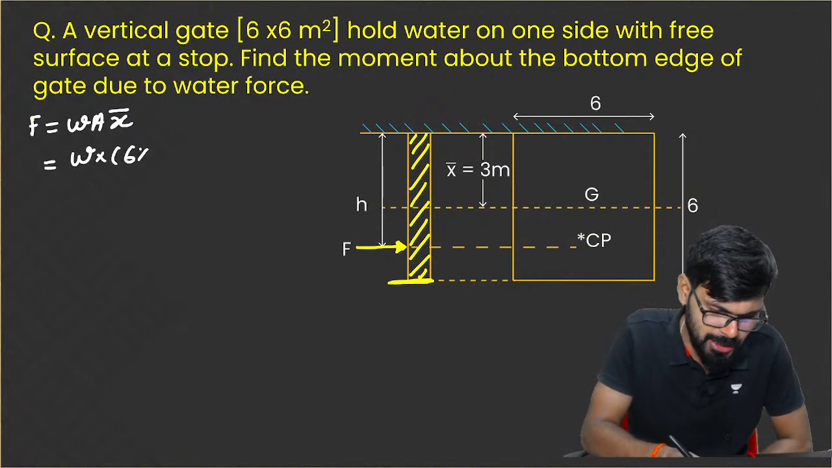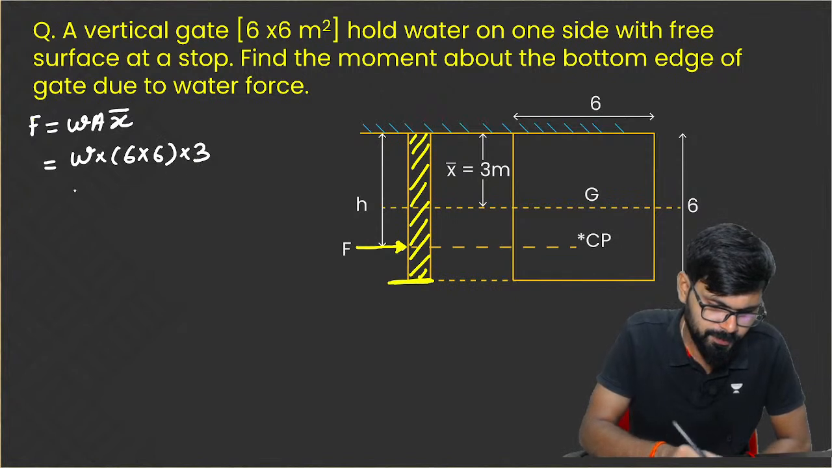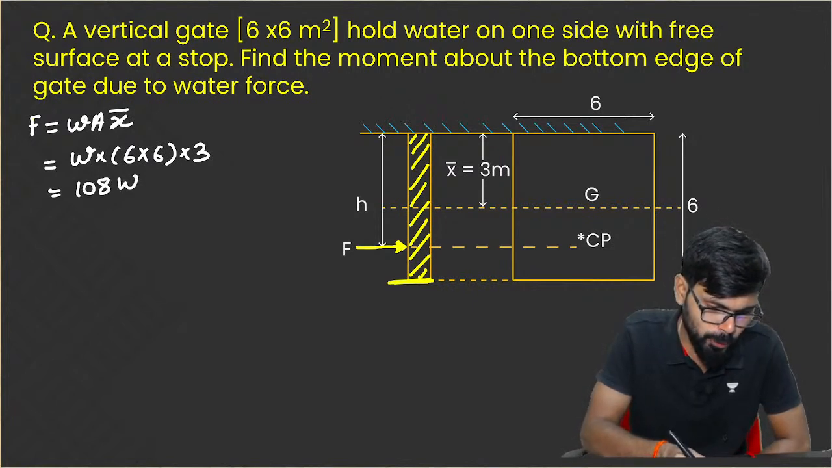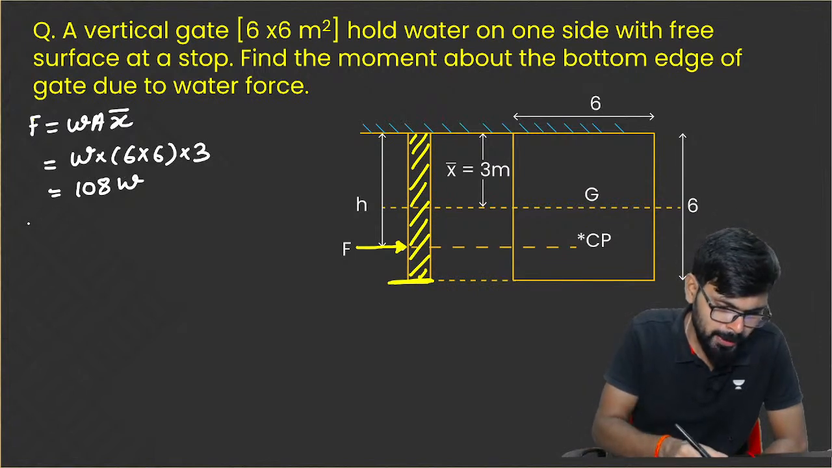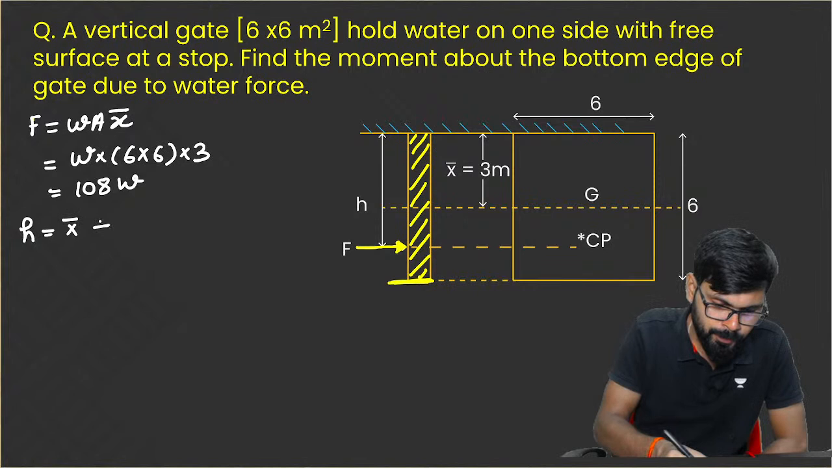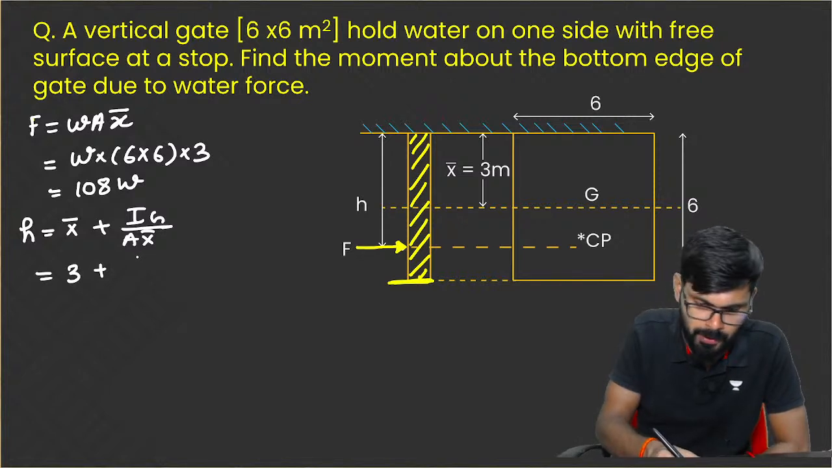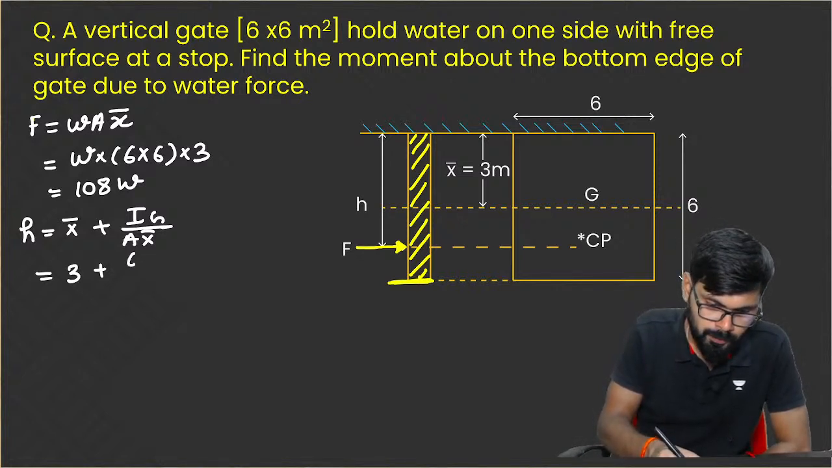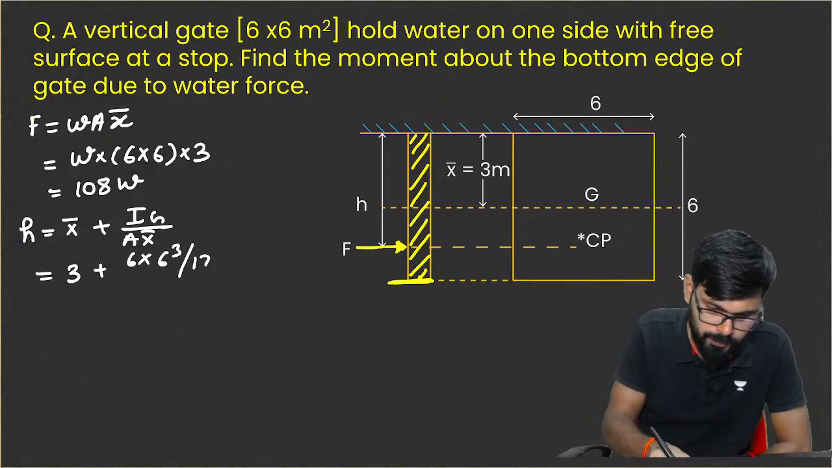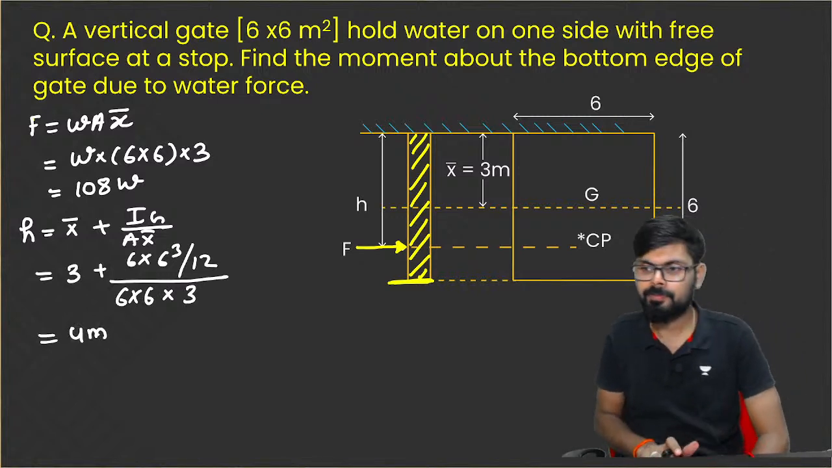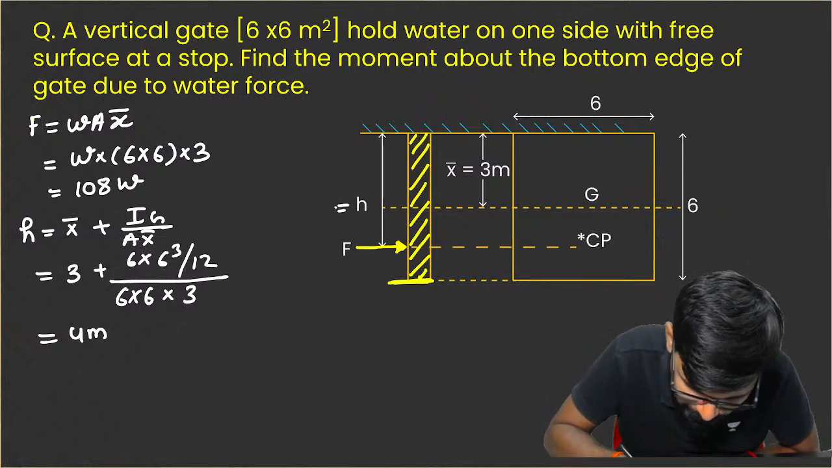w, A वैल्यू इज 6x6, x̄ वैल्यू इज 3, सो दिस वैल्यू विल कम 108 w. Right, now I'll calculate h value, h value will come x̄ plus I_G by A x̄, so this value will come 3, x̄ value is 3 na, plus b d cube by 12, b is 6, d cube by 12, area 6x6 into x̄ 3, just solve it, this will come 4 meter, means it is going to act at 4 meter.